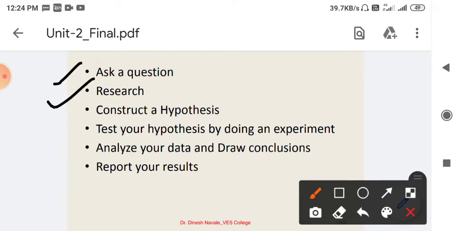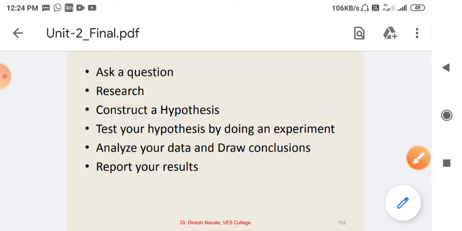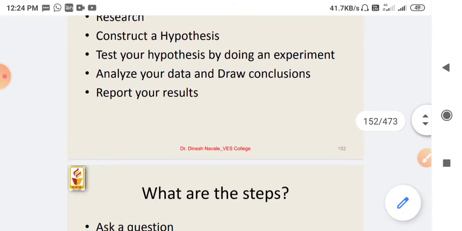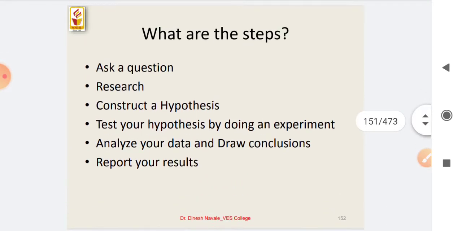Next is to construct a hypothesis, or an expected result, based upon the various procedures that we are going to follow. Next is to test your hypothesis by doing an experiment, and next is to analyze the data and draw a conclusion. The last step is to report your results in a journal or a poster presentation. So these are the 6 steps that we use for method development.